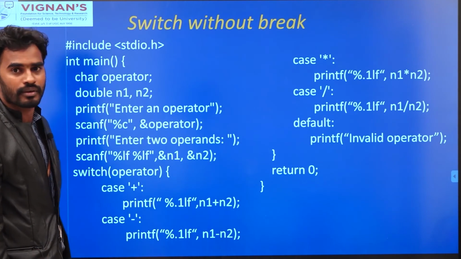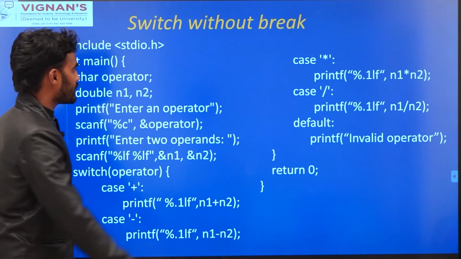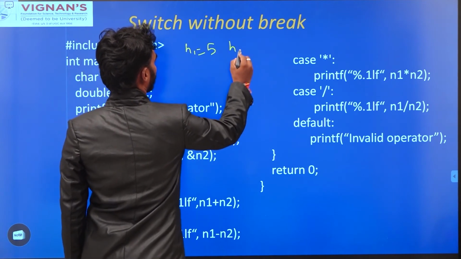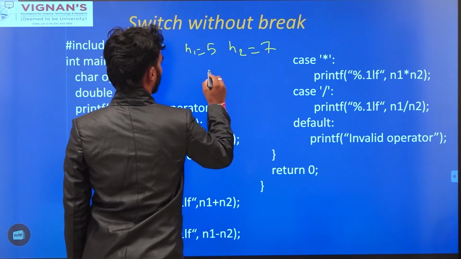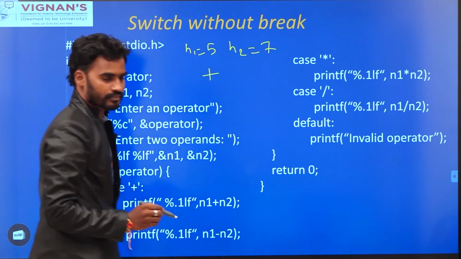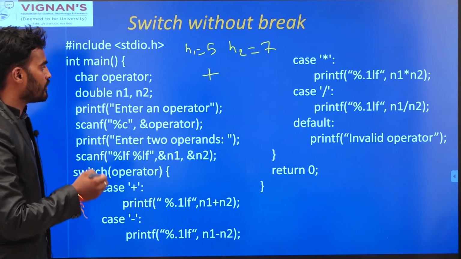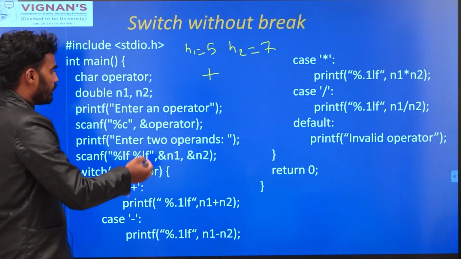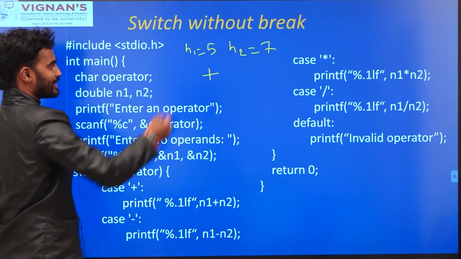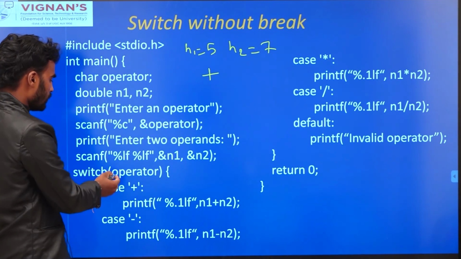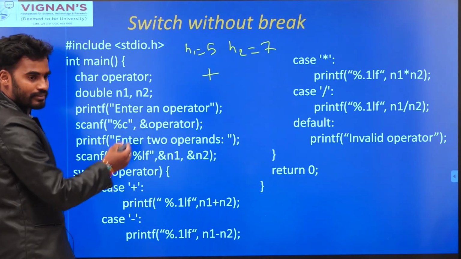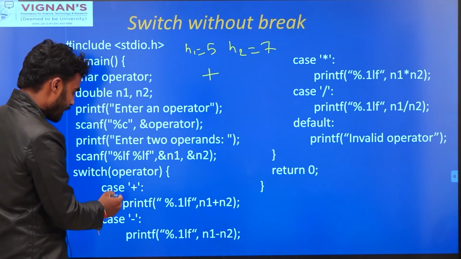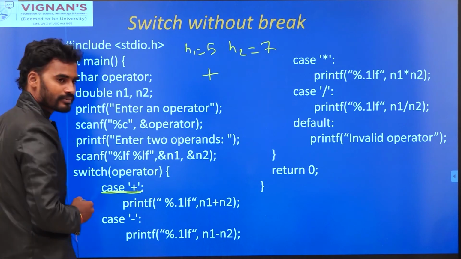What happens if there is no break statement? Let us take an example. Same example: let us say n1 is equal to 5, n2 is equal to 7, and operator is plus. Let's see what happens if there is no break statement. It will take these 3 as inputs. Now it takes operator as plus. The plus is matched against all the labels, and it matches the first label itself.